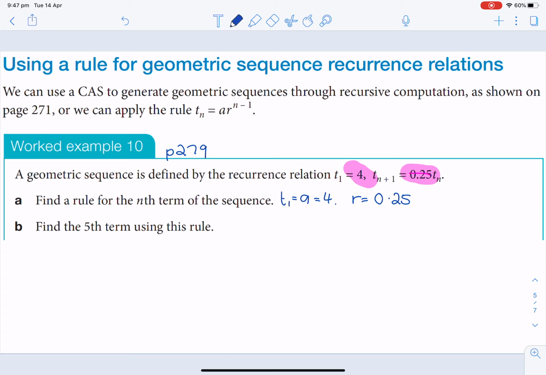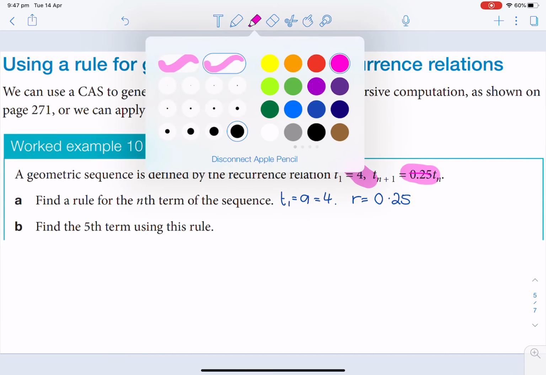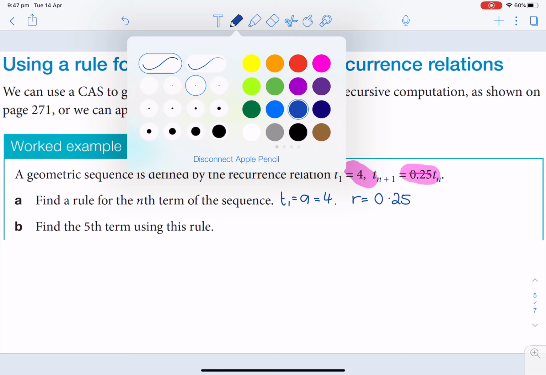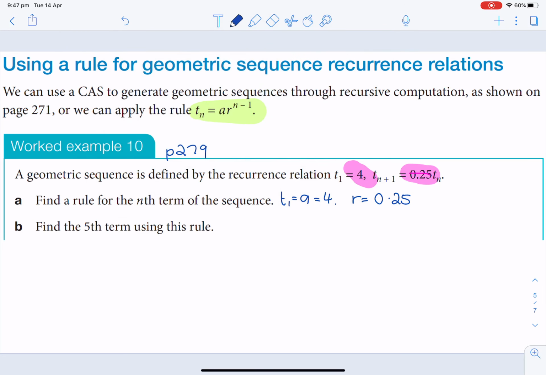I then take the green rule above, substitute these values and get myself an answer, or I get myself a rule. So, T of n is equal to A times R to the n minus 1.